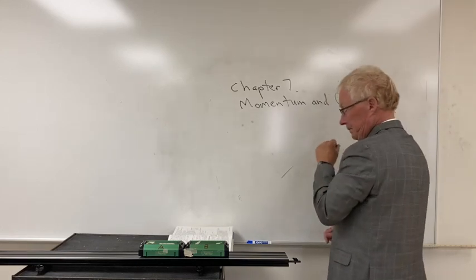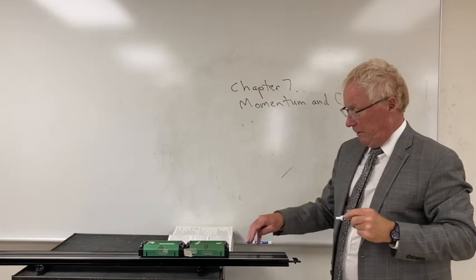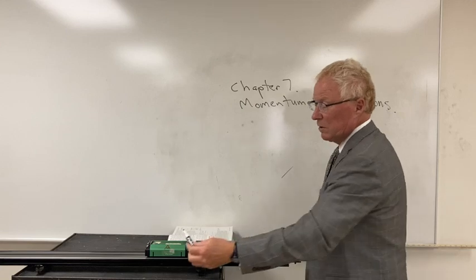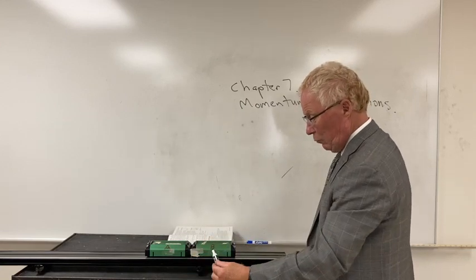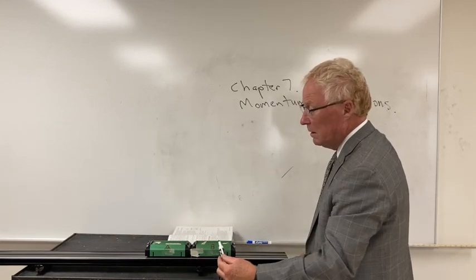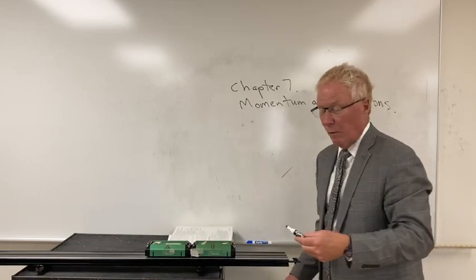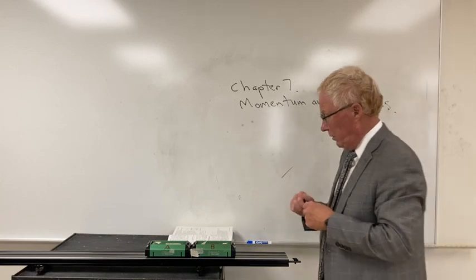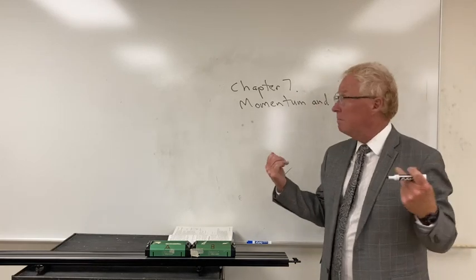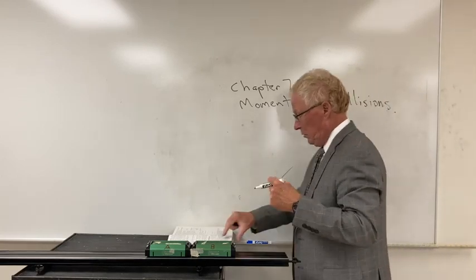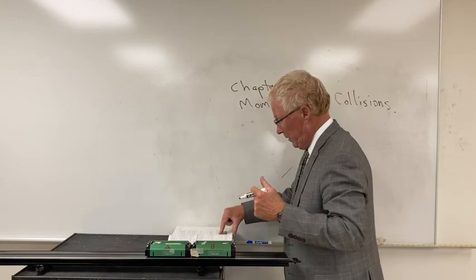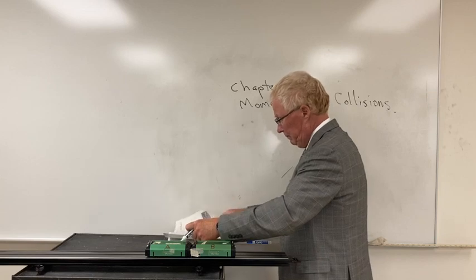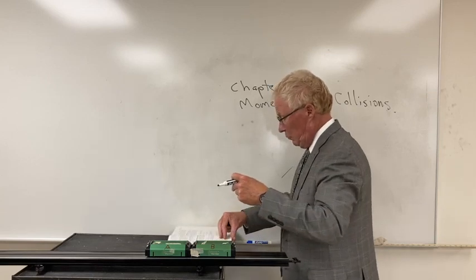All right. So we have a track here that I'll be using to demonstrate. I've got two carts. The one on the left is labeled A. The one on the right is labeled B. Initially, they're both equal masses, but we'll try that. And we'll use this for looking at momentum and collisions. So first thing, talking about the concept of momentum.